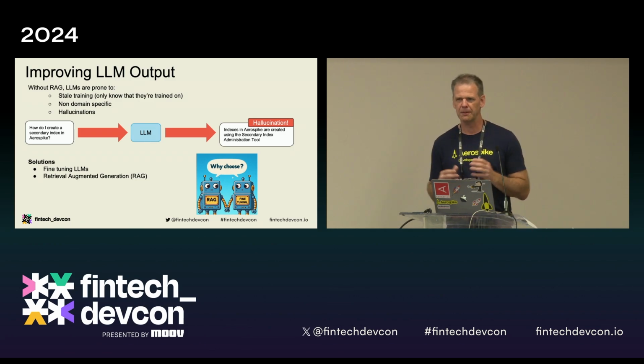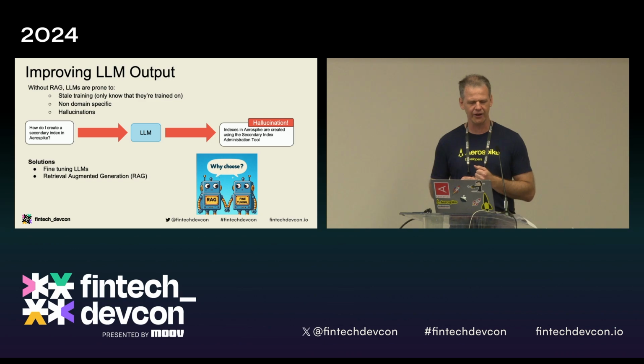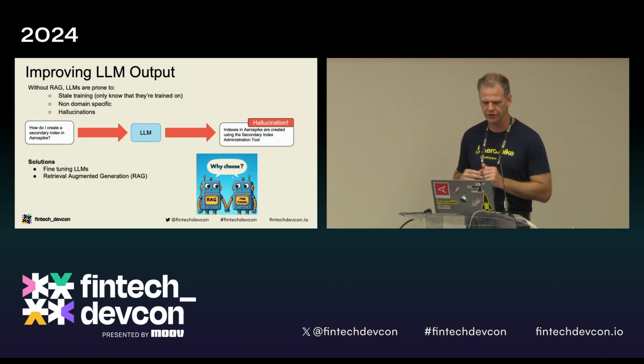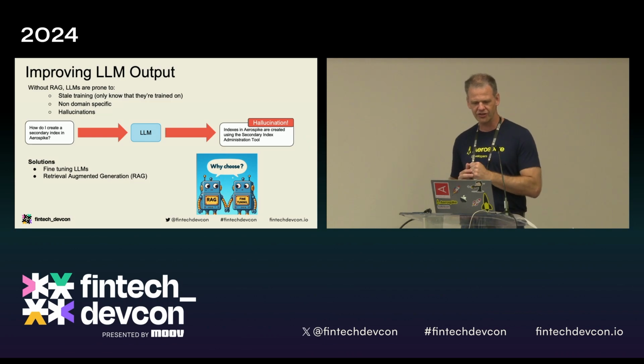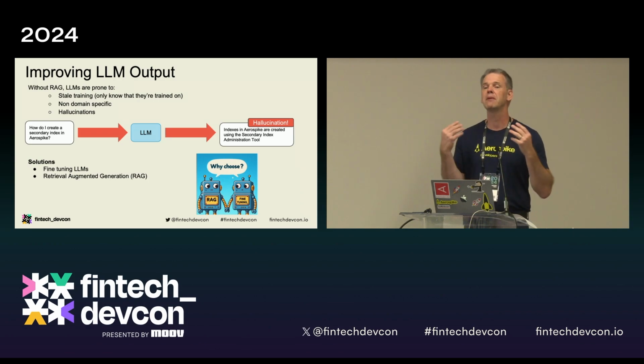Now, I know many people know what these are. For those who don't, you ask it a question. So in my case, I've said, how do I create a secondary index in Aerospike? And the answer it's come back, sorry, I work for Aerospike in case it's not obvious, is that indexes in Aerospike are created using the secondary index administration tool. I've been here for 8 years and I have never heard of the secondary index administration tool in my life. It is a total hallucination. It has made stuff up.